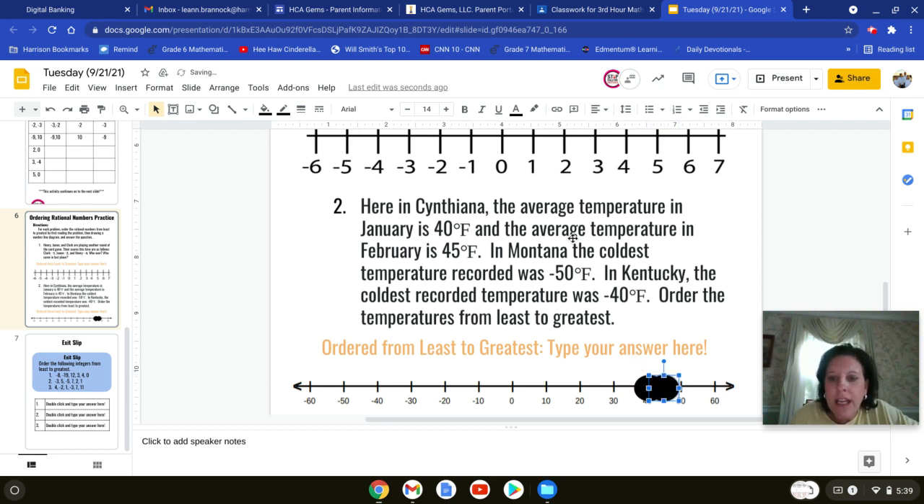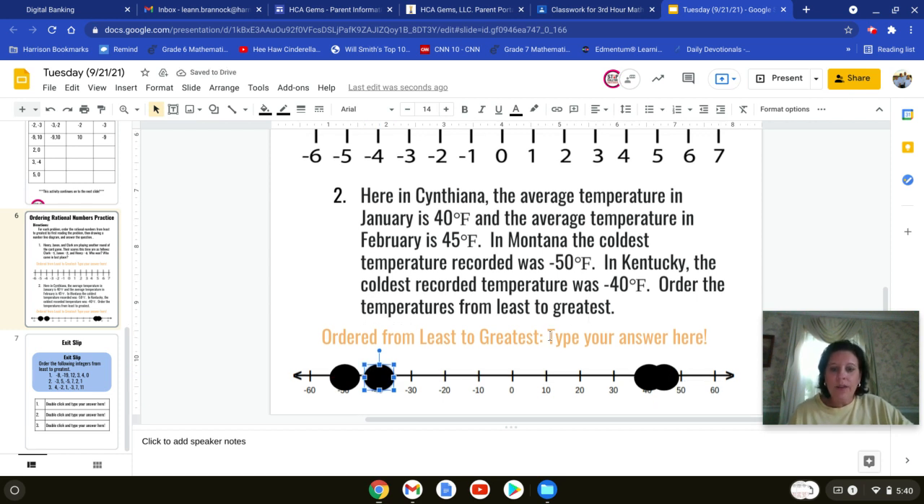All right. Then in Kentucky, the coldest temperature was negative 40. So rather than dragging back up there, I'm just going to Control C, Control V. And I'm going to put the coldest recorded temperature for Montana, which was negative 50. So there we go. It's on the line. And then the coldest recorded temperature for Kentucky was negative 40 degrees. And I think we looked those up, and that is pretty accurate. I think we rounded a little bit, but I think that's pretty accurate.